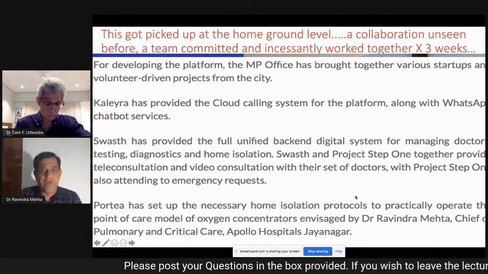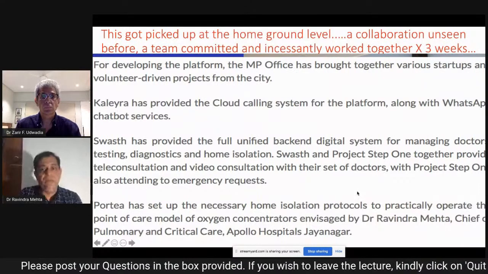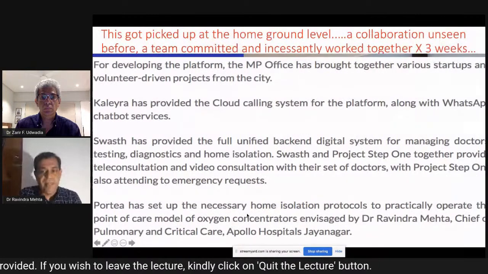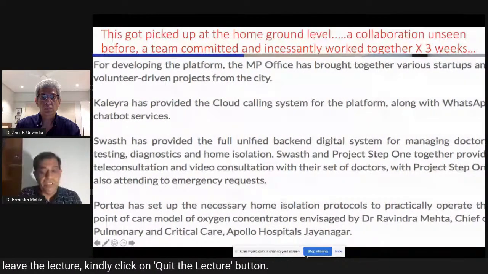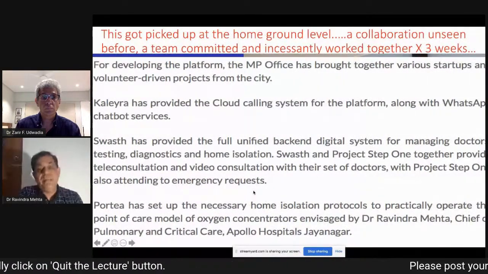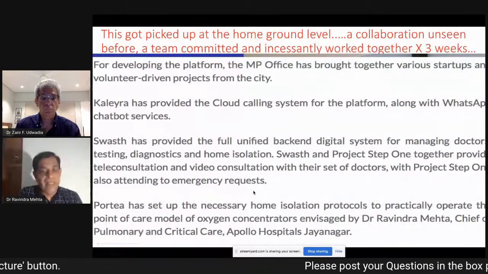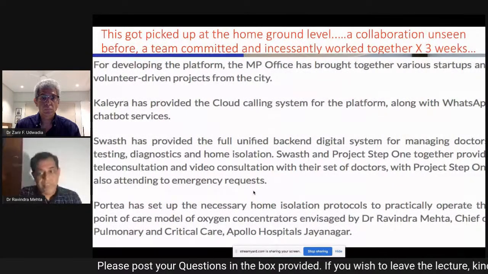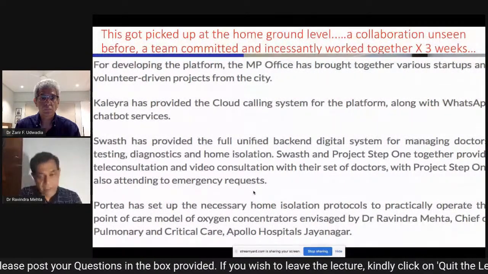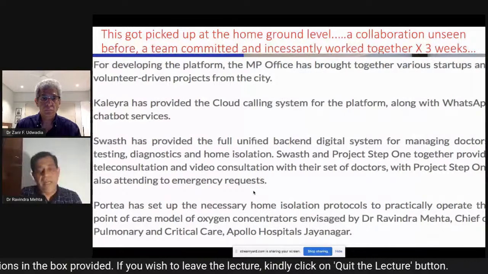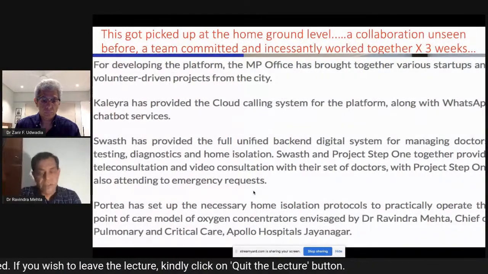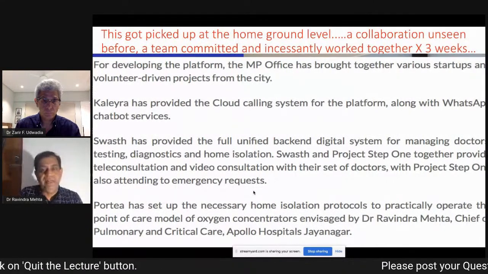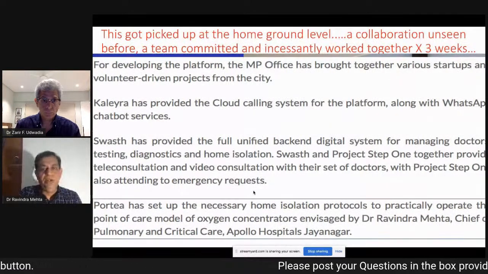Project Step One is a bunch of doctors who are doing voluntary duty day in and day out. Portia rose to the occasion. It's a home care provider, and they agreed to give these oxygen concentrators. The oxygen component was the most challenging, because receiving a call, these guys can do. Giving service, these guys can do. Project Step One had a whole bunch of regular allopathic doctors, but oxygen confused them because this had never been seen before. So that was something which was also interestingly added to the algorithm.